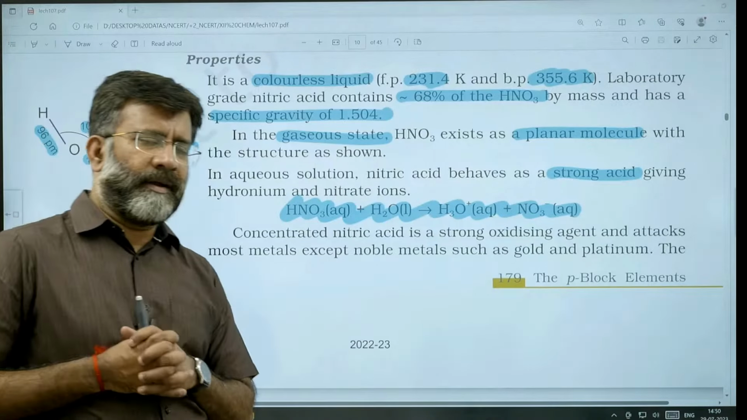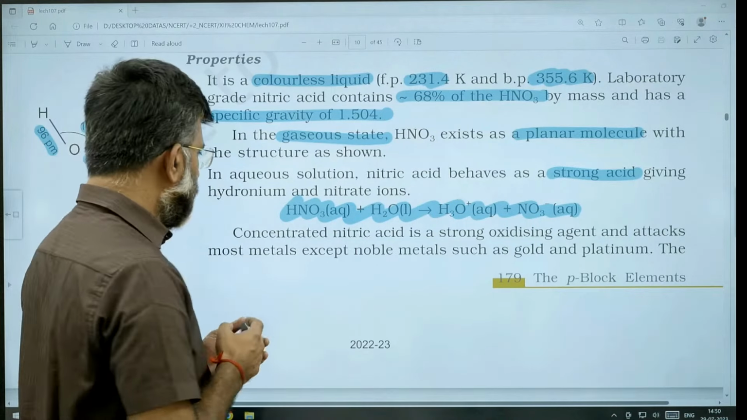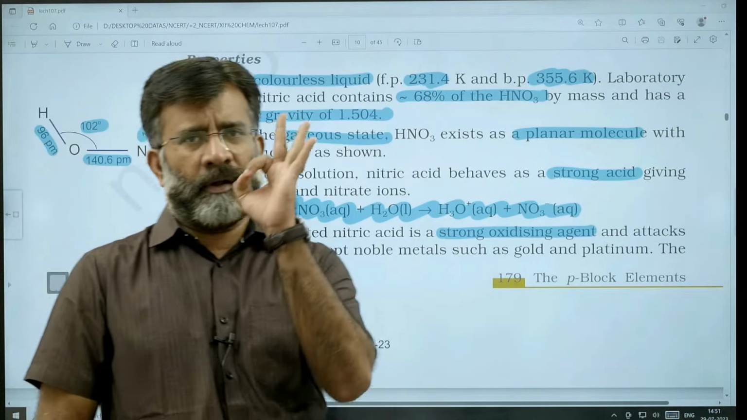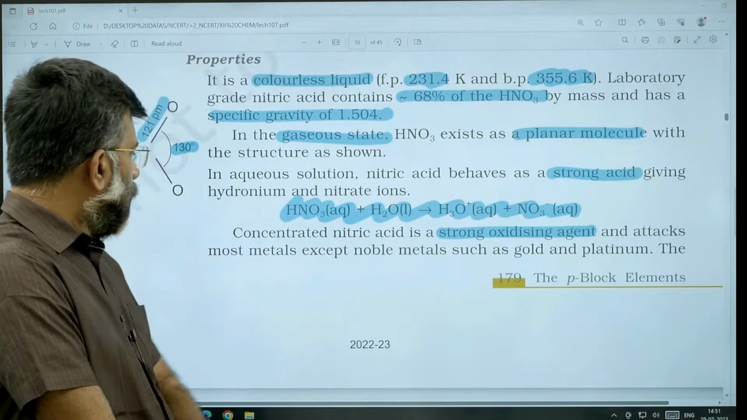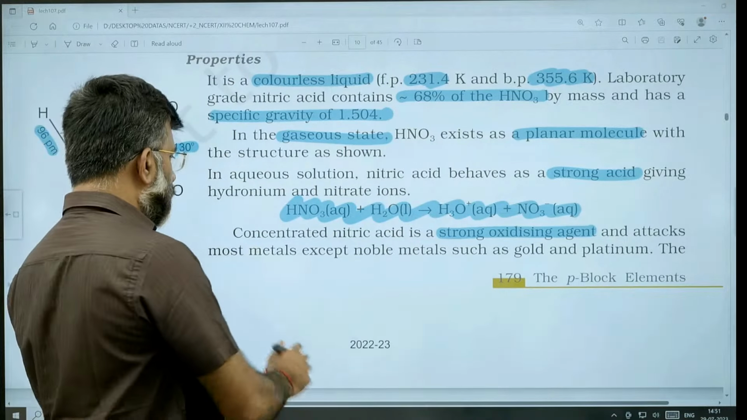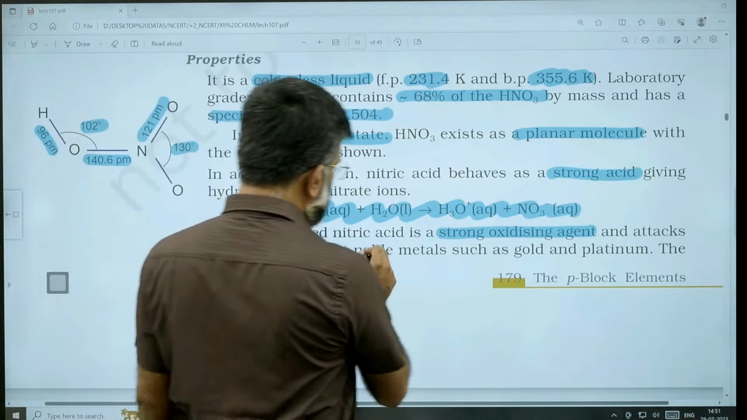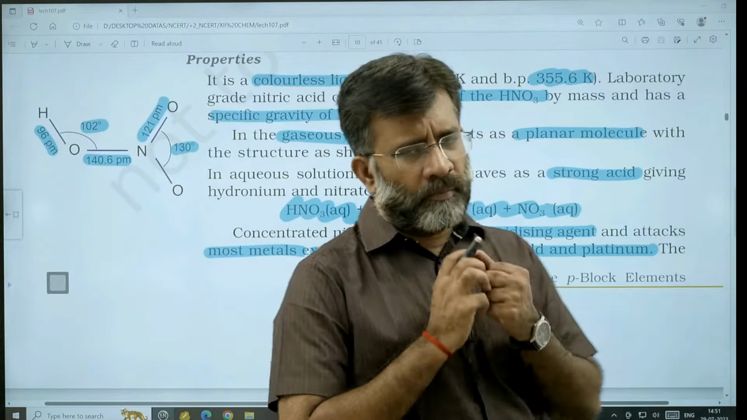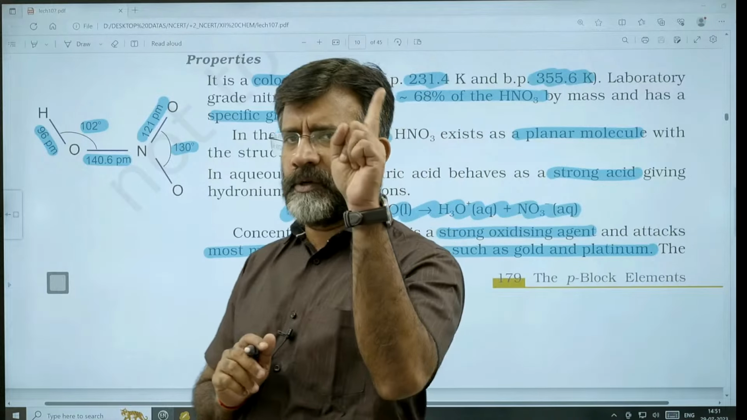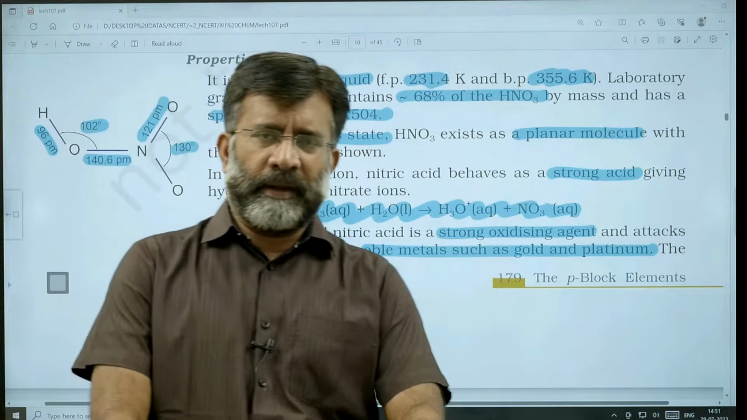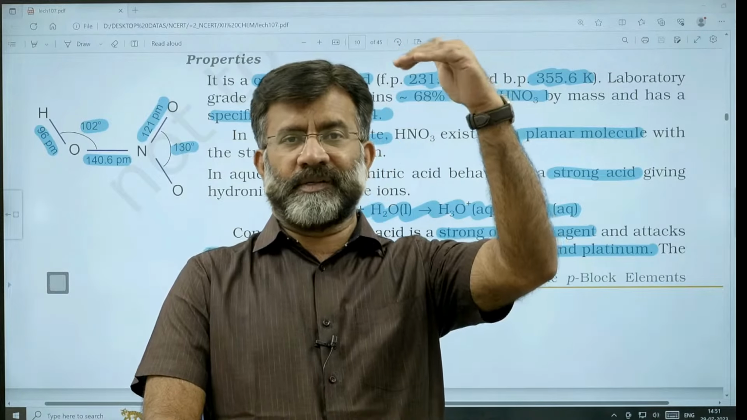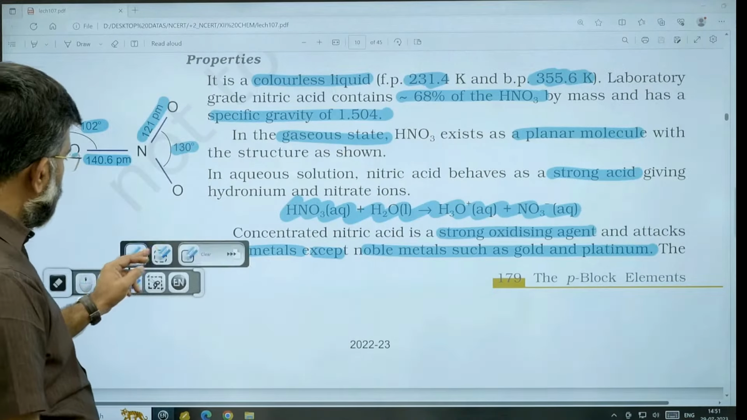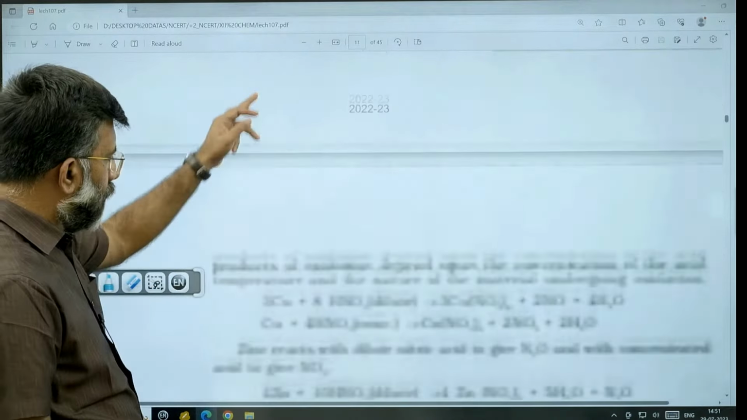Something special regarding nitric acid is its oxidizing property. It is a strong oxidizing agent, attacking most of the metals except noble metals like gold, platinum, etc. It acts as a very good oxidizing agent. As we know, in nitric acid nitrogen is in the highest oxidation state, so obviously it will act as an oxidizing agent. And nitric acid is a very good oxidizing agent according to its potential also.